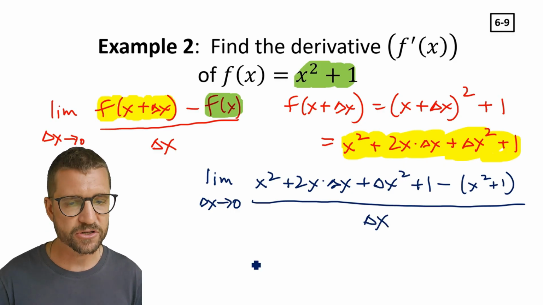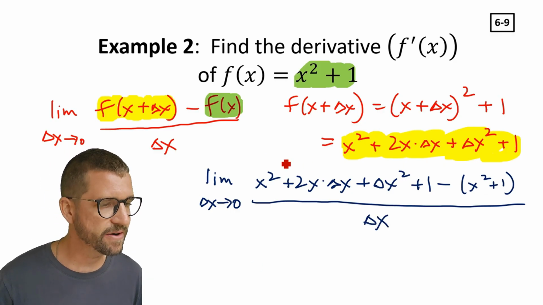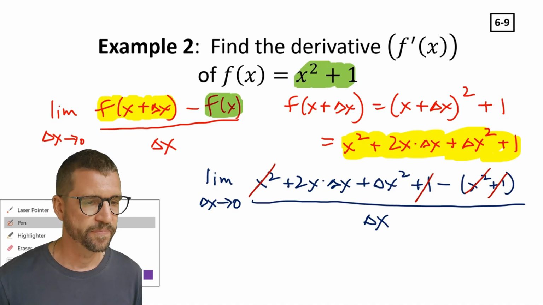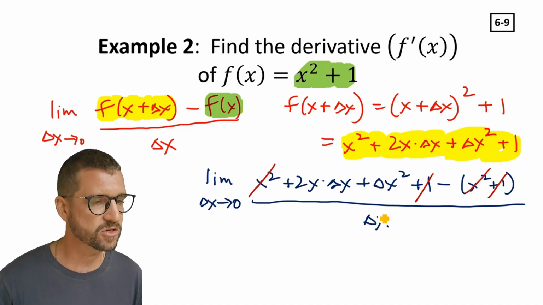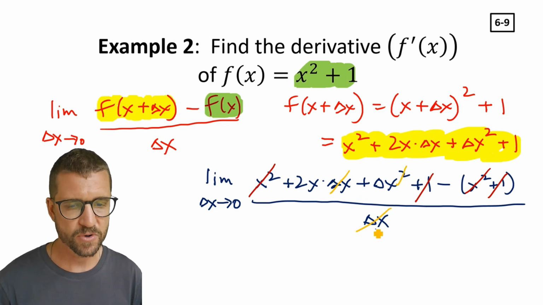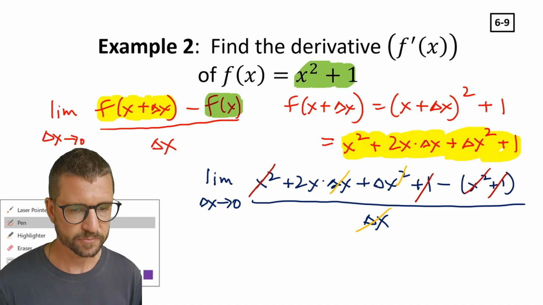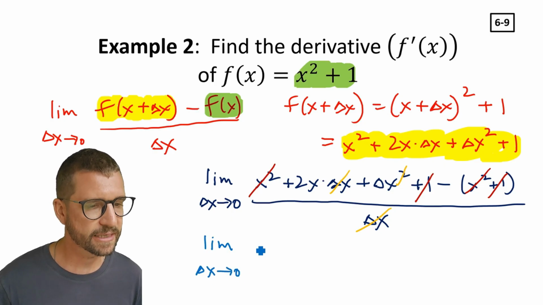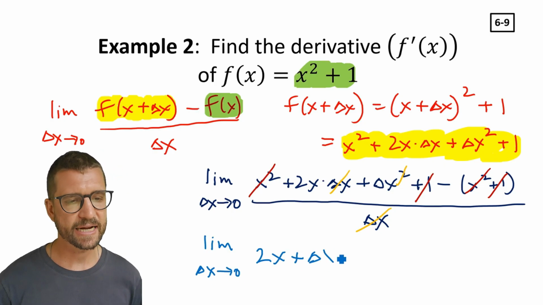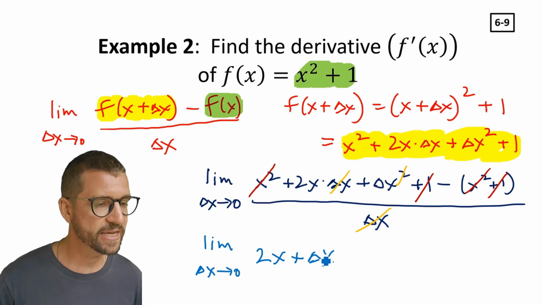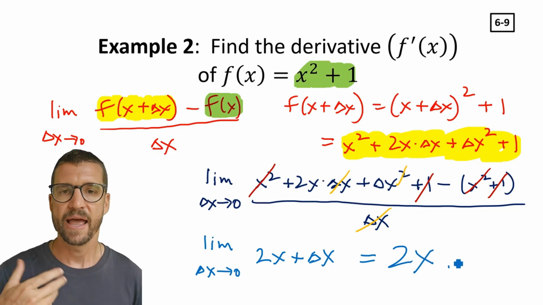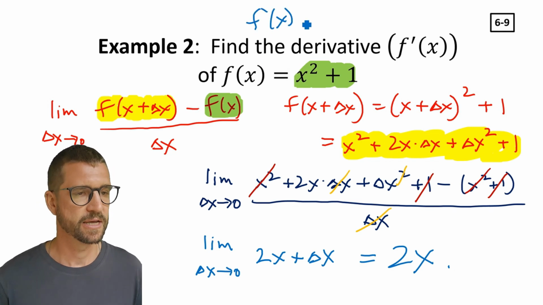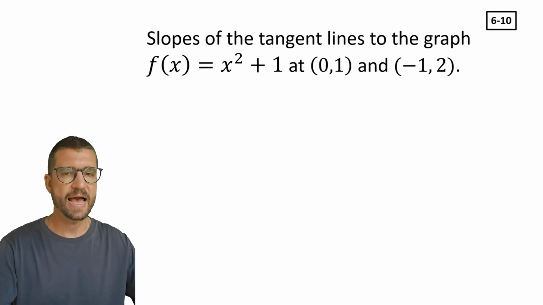All right, so a lot of things are going to cross out. X squared and a negative x squared will go away. 1 and a negative 1 will go away. All right, and then also we have a delta x, and a delta x. So one of these delta x and this delta x will go away, and we will be left with the limit as delta x approaches 0 of 2x plus delta x. Okay. As delta x goes to 0, that goes away. So in the end, we get our answer of 2x. Okay, and that means the derivative f prime of x will always be equal to 2x.